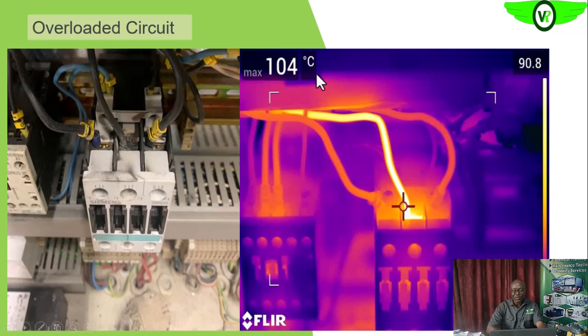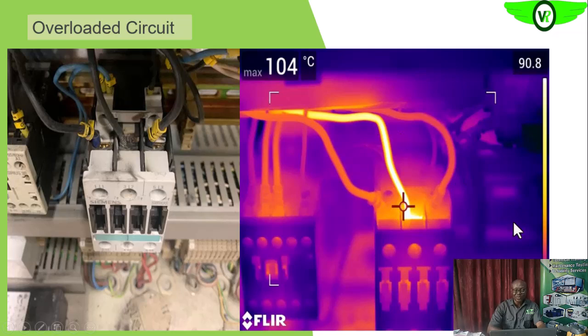Okay, so when you remove the ambient, the delta T will tell you that the temperature on this conductor is high. So this is a signature of overload, because you see that the temperature, there is no gradient. The heat that is coming out is even. Because if you carry this spot now, you see that you have the same temperature along this conductor.